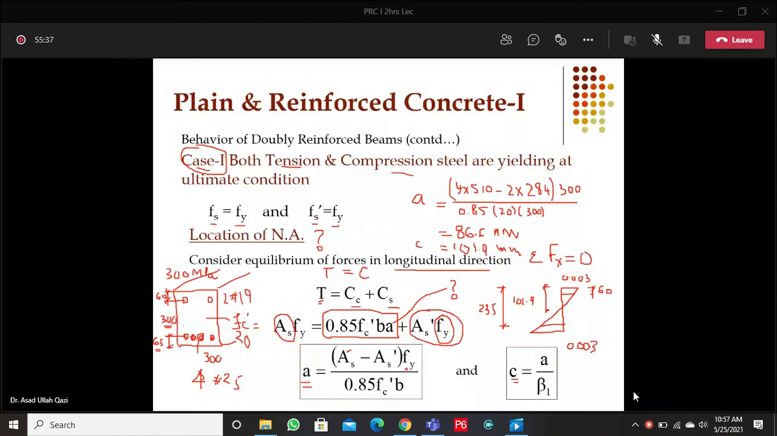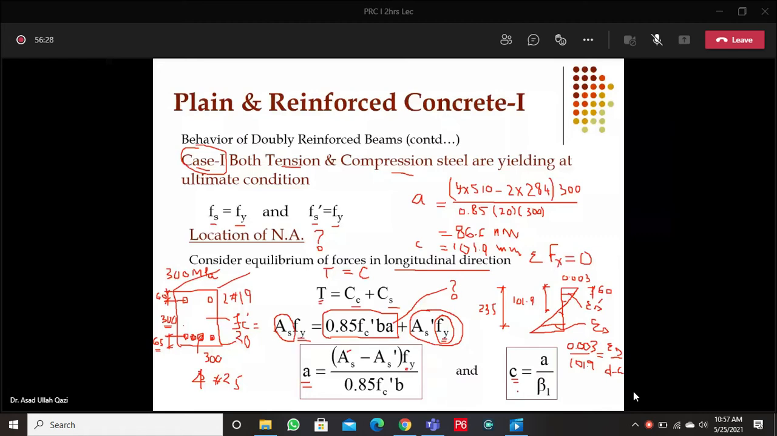So 0.003. Now let me use similar triangles. So 0.003 over 101.9 equals epsilon s over d minus c. I just want to check what is the strain in the tension steel and also the strain in the compression steel, because I assumed in my equation that both are at yield, and based on this I got a and c.